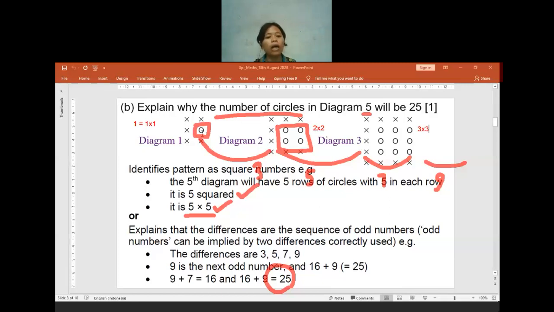Because in diagram 1, the number of circles is 1 times 1. In diagram 2, the number of circles is 2 times 2. In diagram 3, the number of circles will be 3 times 3. That's why I can say this is 5 times 5.